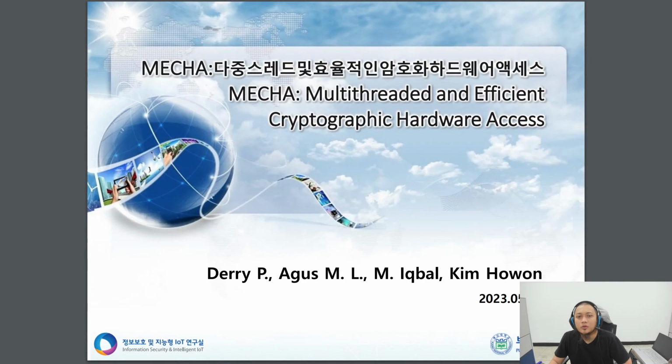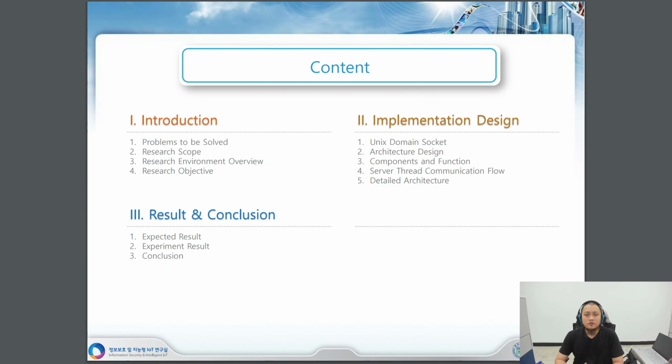Okay, I will explain about MECHA, our paper, which proposes a multi-thread and efficient cryptographic hardware access. First, I will explain the introduction, which defines which problem is to be solved, and next I will explain our implementation design, which contains a Unix domain socket and multi-thread architecture, and then end with the result and conclusion with the experiment that we have done with MECHA.